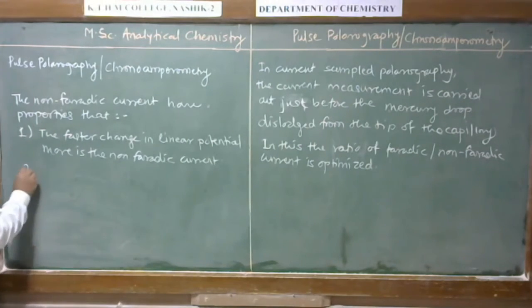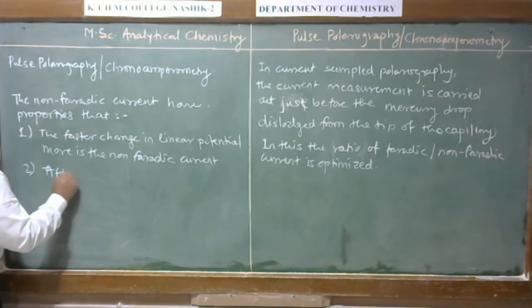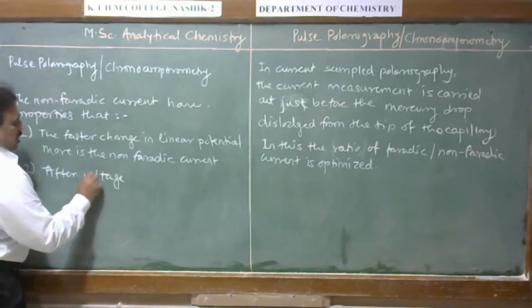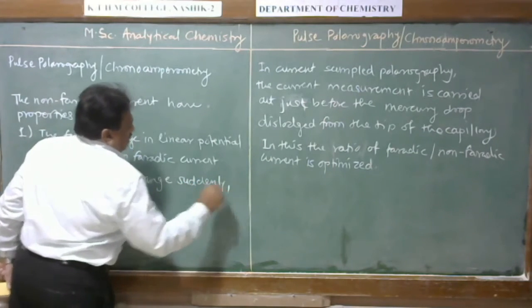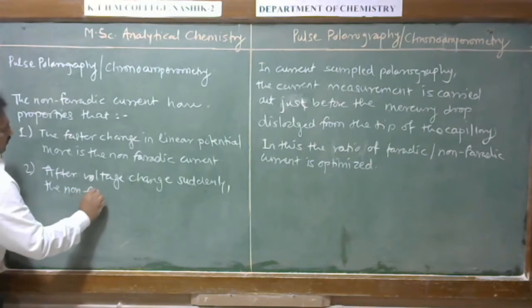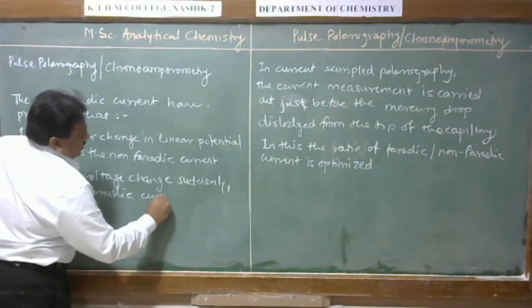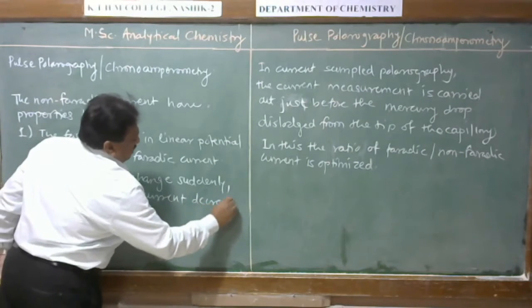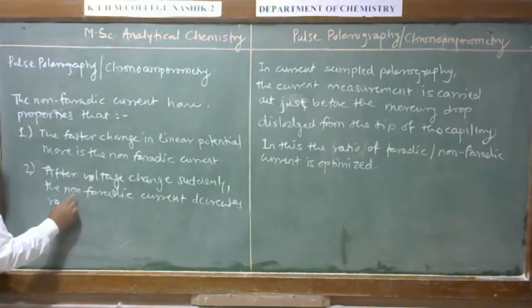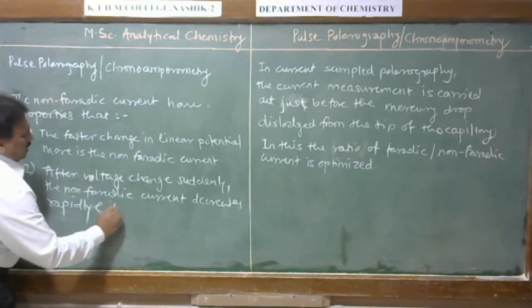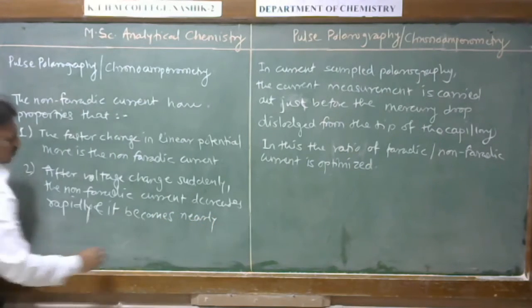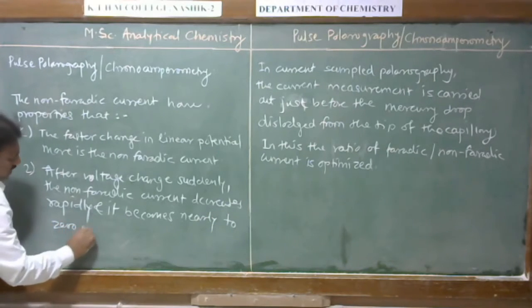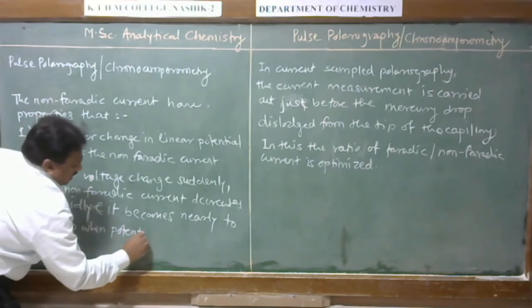Another property of non-faradic current is that after the voltage change, suddenly the non-faradic current decreases rapidly, and it becomes constant or nearly zero when the potential becomes constant.